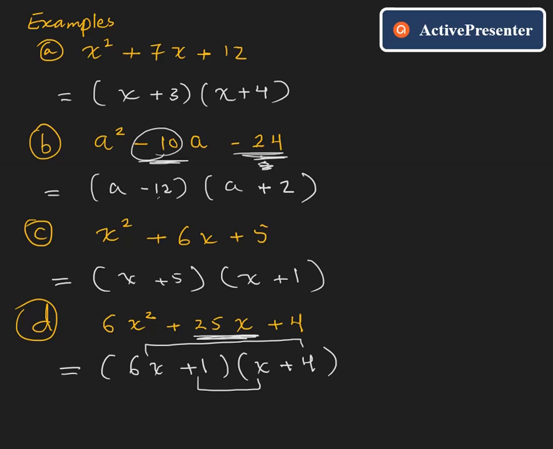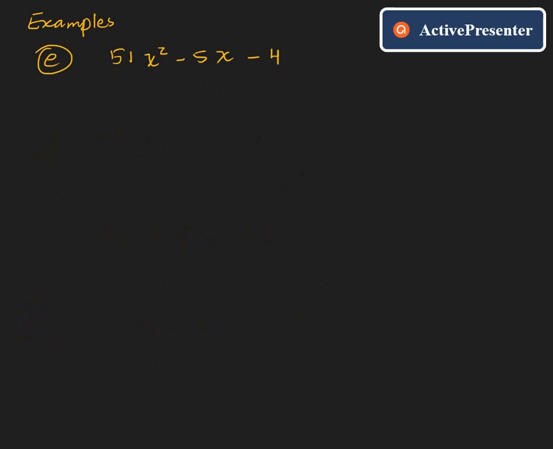Another question: 51x squared minus 5x minus 4. Okay, this is using the trial method. Focus on the polynomial. If we put 51x multiplied in x, we will have a very huge number, 51, compared to minus 5, so we will try very different numbers and may end up in a very difficult situation.